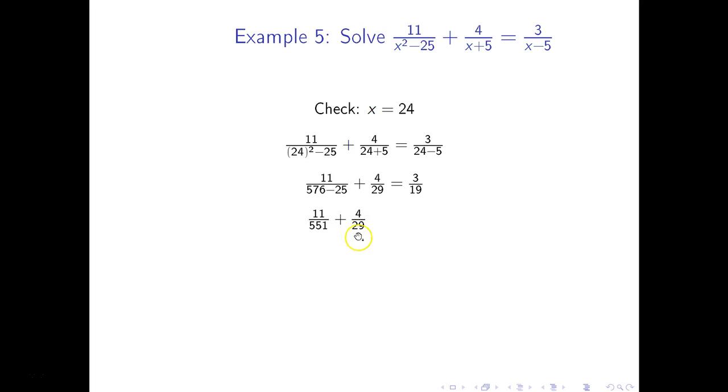So does 29 go into 559? The answer is yes, it goes in it 19 times. So multiply by 19 over 19. 4 times 19 is 76. Add those together, 87. If you reduce this, it turns out that 29 goes into it. Each of these goes in here 3 times and goes in here 19 times. So indeed, they are equal. So always check your answer.